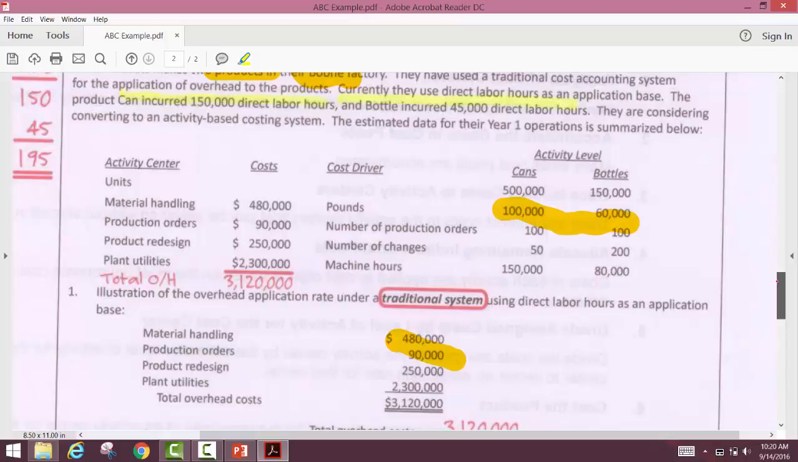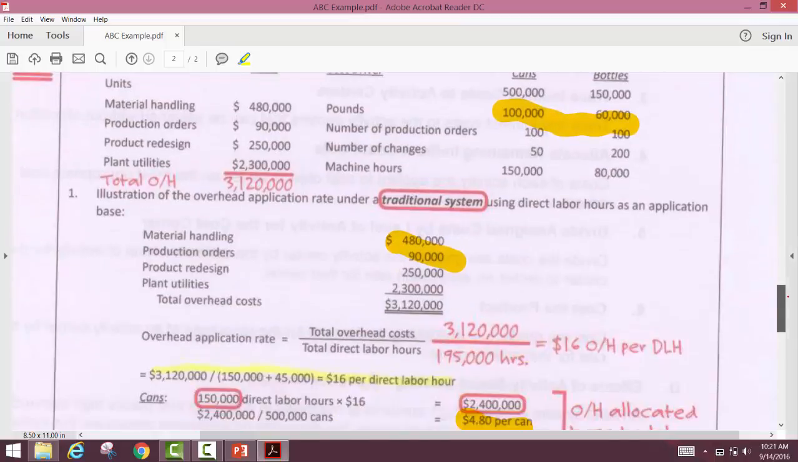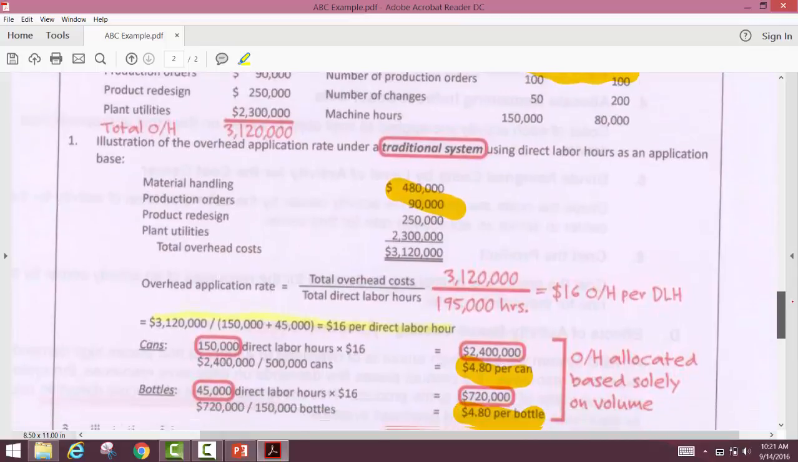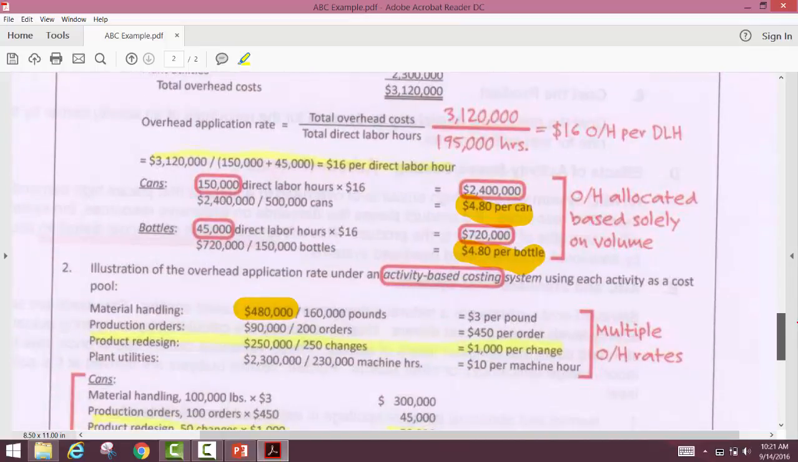2,300,000 is the cost on that. Cans uses 150, bottles uses 180 machine hours, and so we come down and we do the same thing. What's that going to be? 230 divided by that 2,300,000. So it's $10 per machine hour.